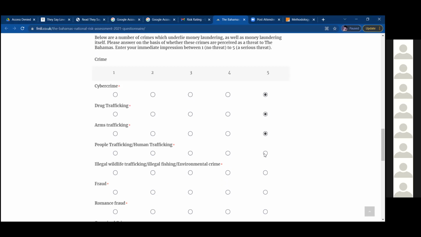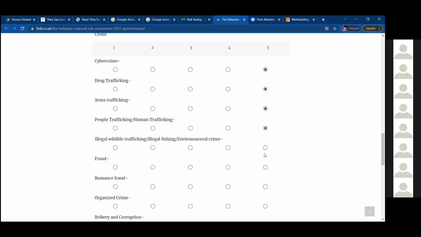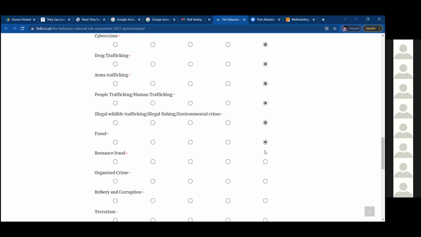Agree, serious. People and human trafficking, agree. Illegal wildlife trafficking. I'm shocked at that one, but I agree. Illegal fishing, environmental crime, crawfish, definitely. Yeah, the Dominicans. Fraud, yes.